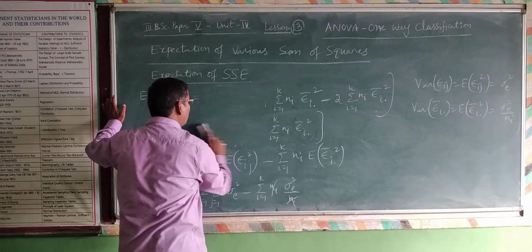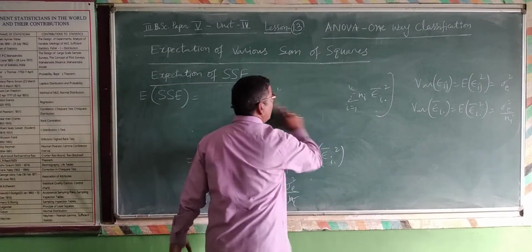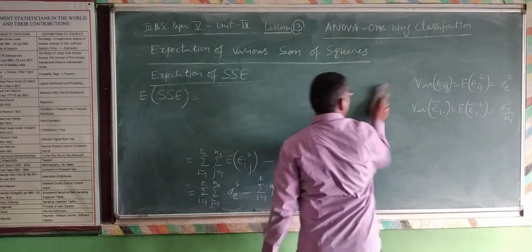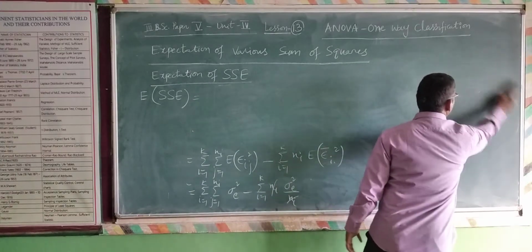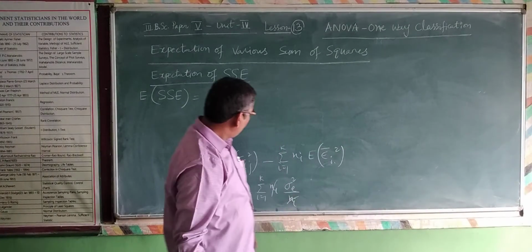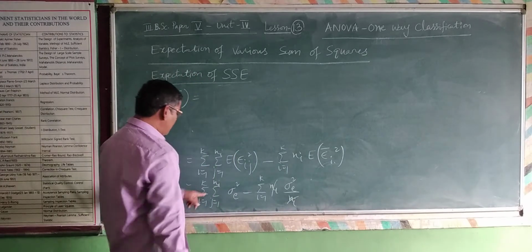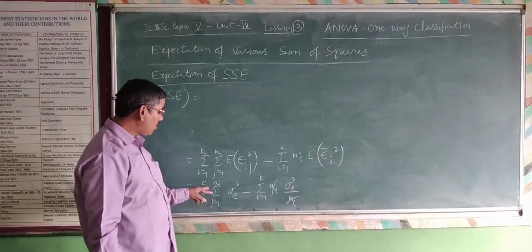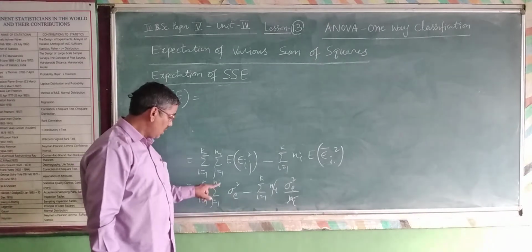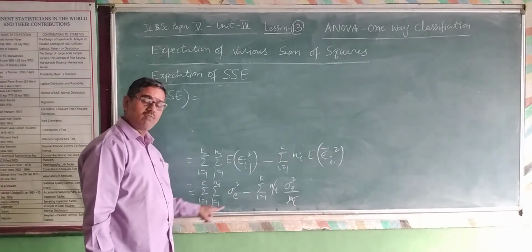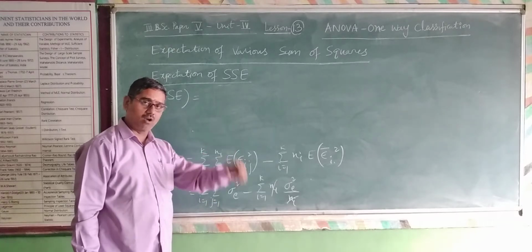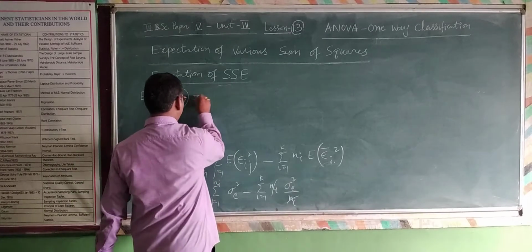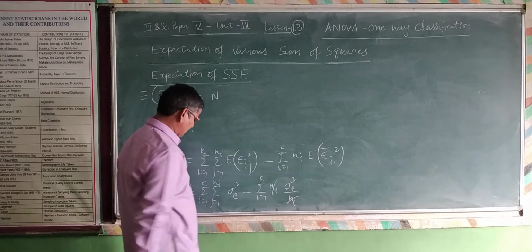Finally, what do you have at the end of this expectation of sum of squares due to the error? What is the value of your summation? Double summation sigma square e. Sigma square is a constant, it does not depend on these two summations. Therefore, the double summation in one-way classification is capital N. I have explained this in the previous class, in some particular class.